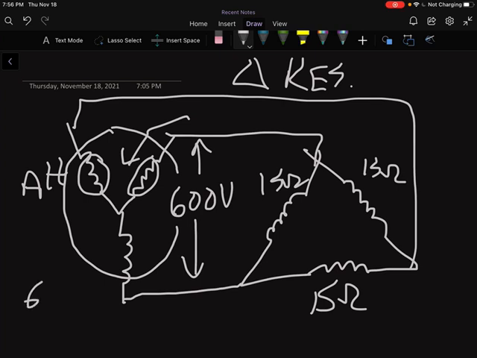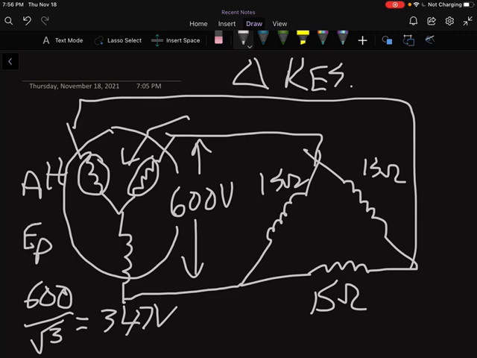So if we do 600 volts divided by root 3, we end up getting a value of about 347 volts. It's roughly 346 and change, but we'll do 347 just for ease. So 347 volts for our E phase. So E phase is 347 volts.